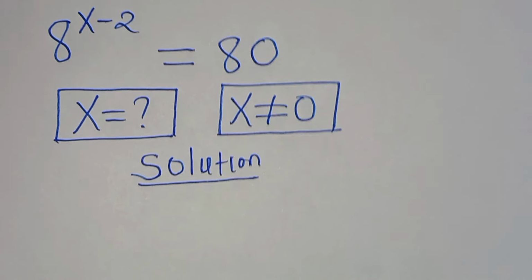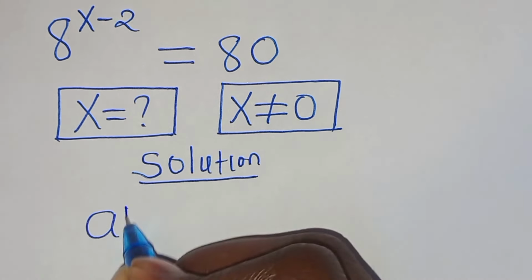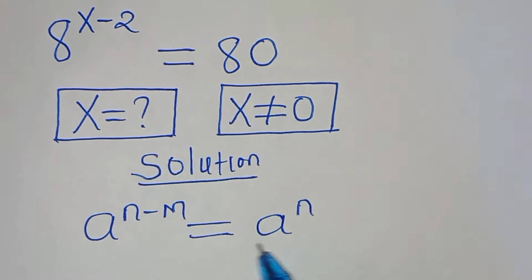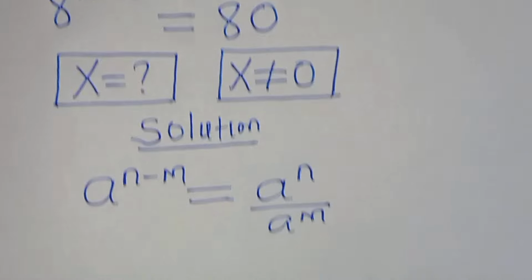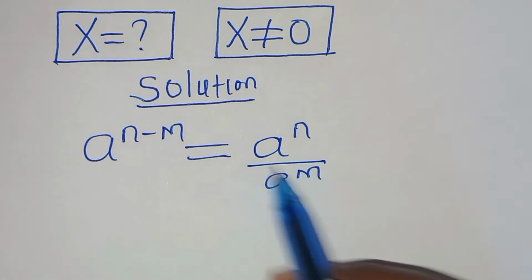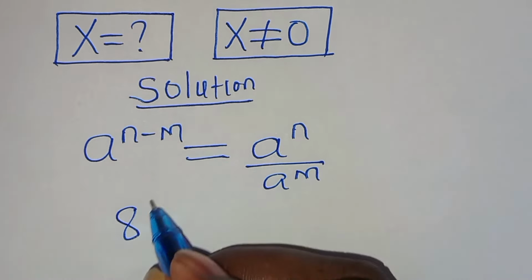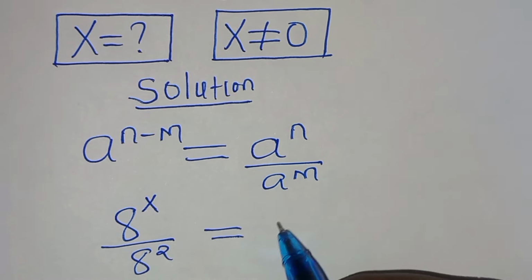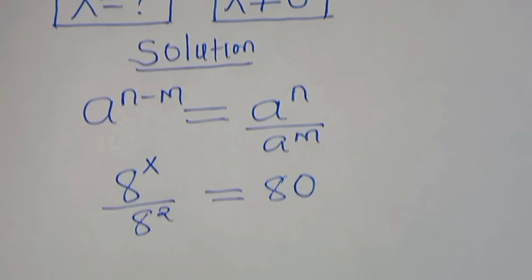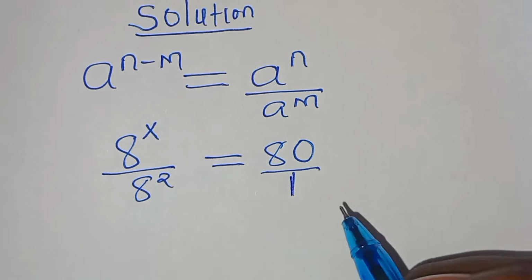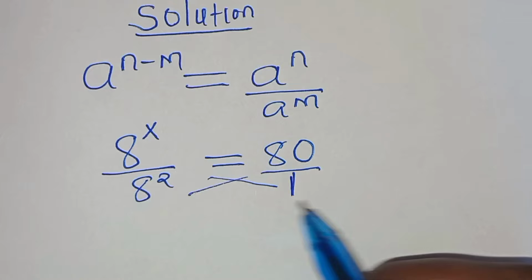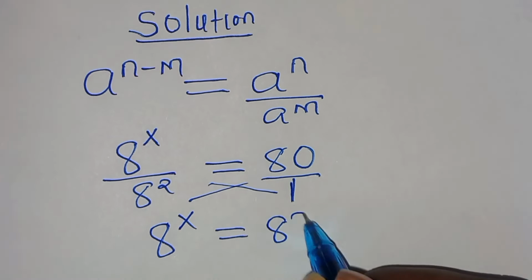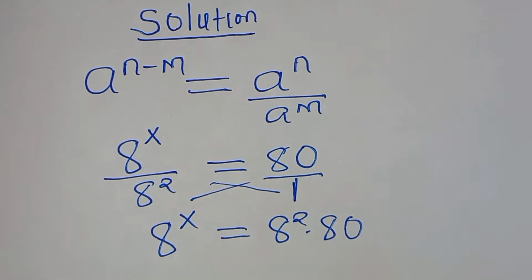This exponential equation is in the form of a to the power of n minus m, which we can express as a to the power of n over a to the power of m. Applying this exponent property, then we have 8 to the power of x divided by 8 to the power of 2. This is equal to 80. Remember, 80 is a whole number, so this is over 1. The next step is we cross multiply so that we have 8 to the power of x. This is equal to 8 to the power of 2 times 80.